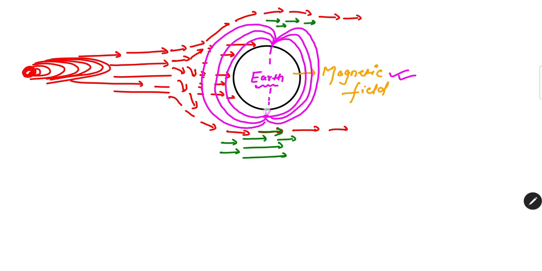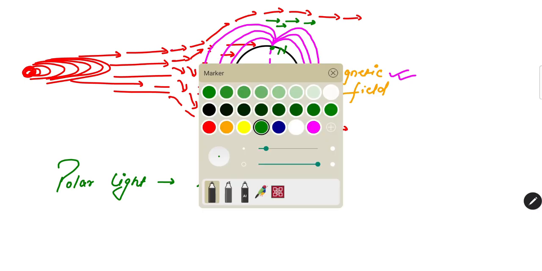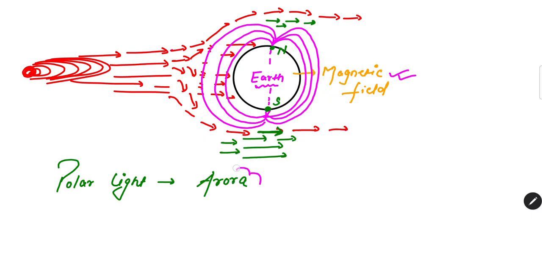And as we know, which pole is this? This is the north pole and this is the south pole. So these solar flares create light at the north and south poles, right? And this is known as polar light. Another name of this polar light is aurora.